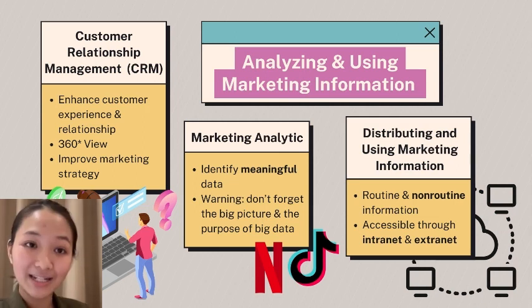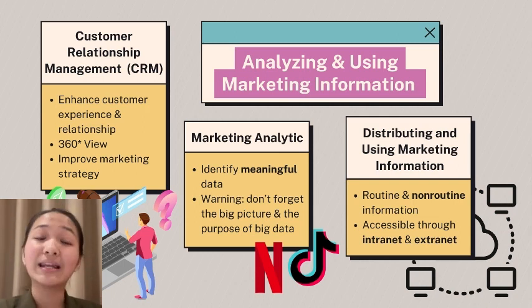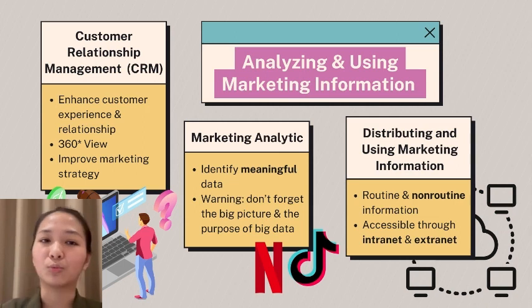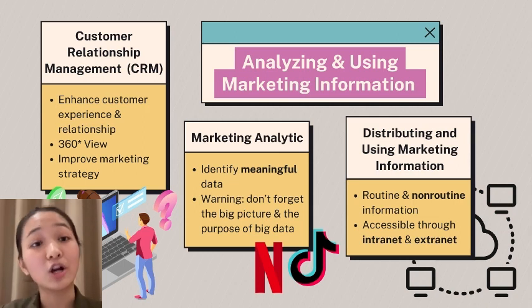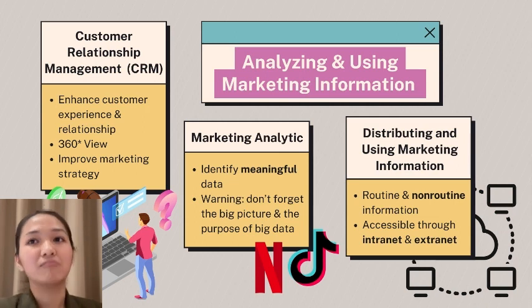And then after we analyze this information, it's time to distribute it to people inside the company through the intranet and to people outside the company, like suppliers, through the extranet. The company is suggested to have routine and non-routine information. Routine means like monthly, weekly, or yearly reports, which help the company grow in the long term. And non-routine is like on the spot. For example, a salesman needs information about his customer to serve him the best. Then he should be able to access that information so he can deliver the best experience to him.